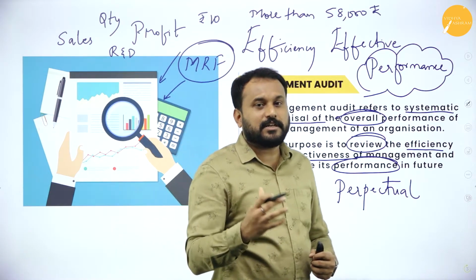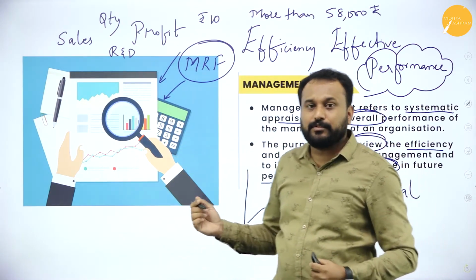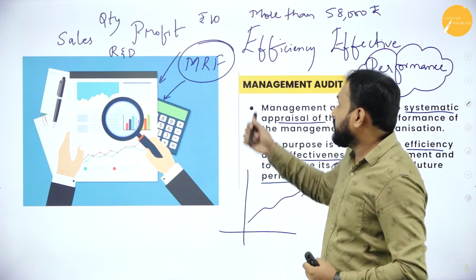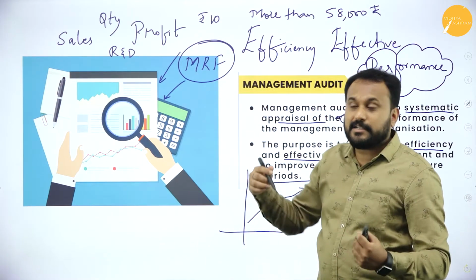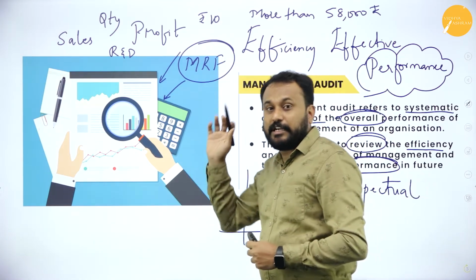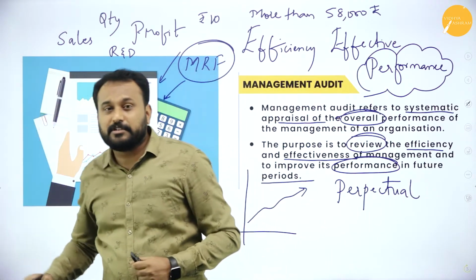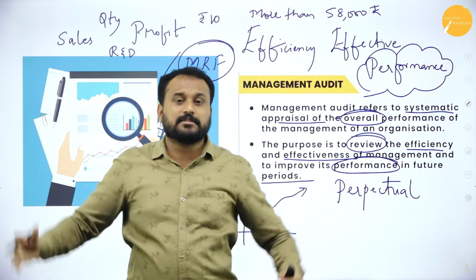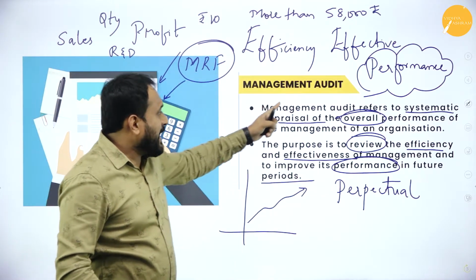That is the costliest. Now understand, if you do a management audit of MRF, whether MRF is in profit or a loss, you will understand. The 10 rupees share it was, now it is 58,000. That means how many times it has actually improved. The reason is what? Management audit.